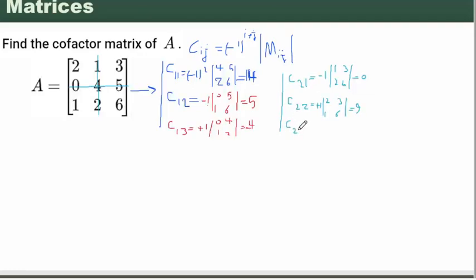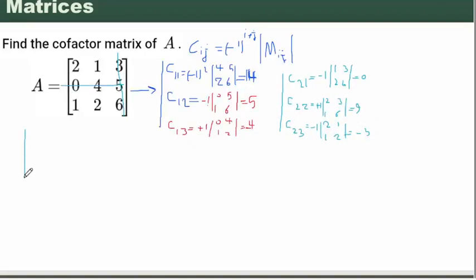C2, 3. So I find negative 1 to the power of 2 plus 3, negative 1 to the power of 5 gives me negative 1, and the determinant of the matrix that's obtained by deleting second row and third column. So would be 2, 1, 1, 2. 2 times 2, 4 minus 1, 3. 3 times this negative 1 gives me negative 3.